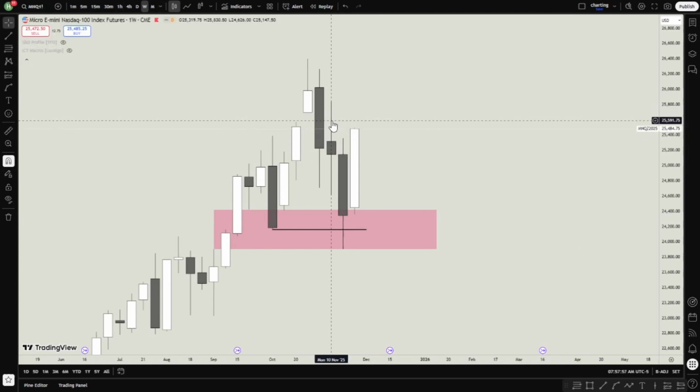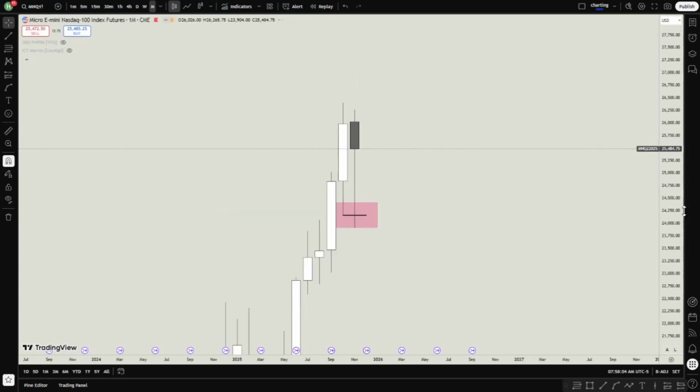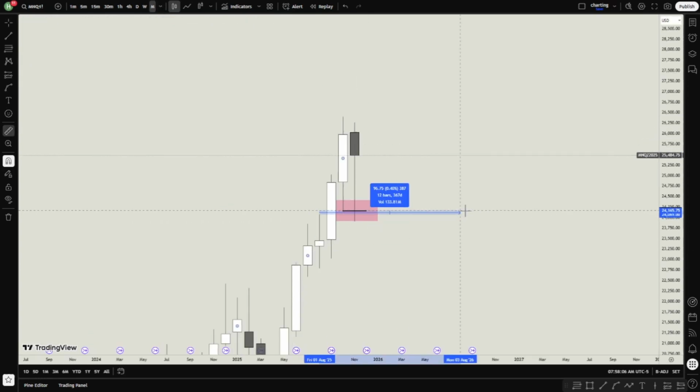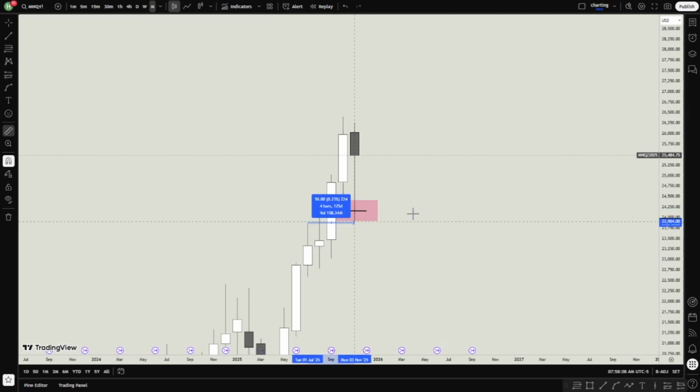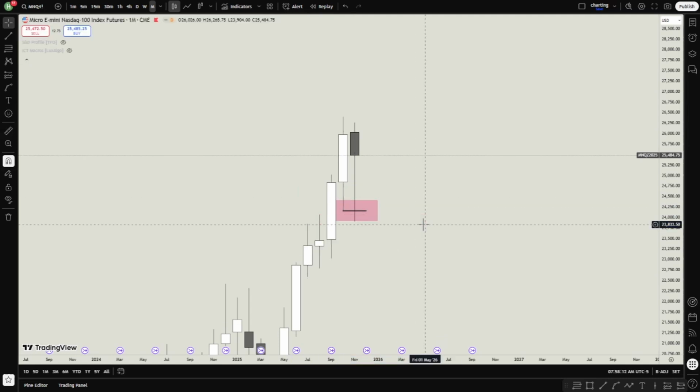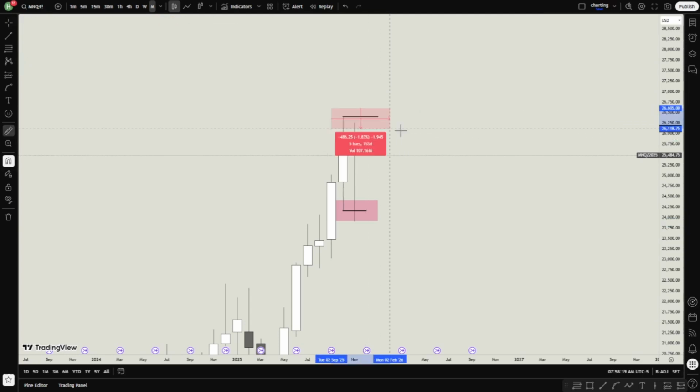Actually, I don't care if we have a gap between them or if we don't, because on monthly, as you can see, we already test this monthly fair value gap, and this weekly fair value gap means absolutely nothing when we look at this chart on monthly time frame. So on monthly, this becomes my drawn liquidity actually.